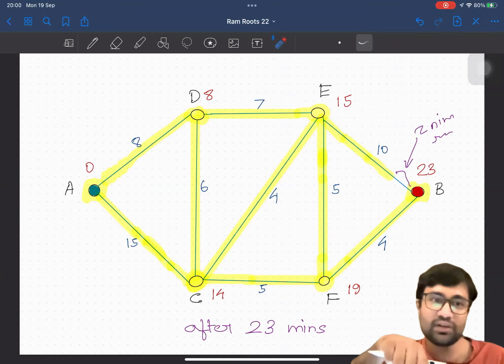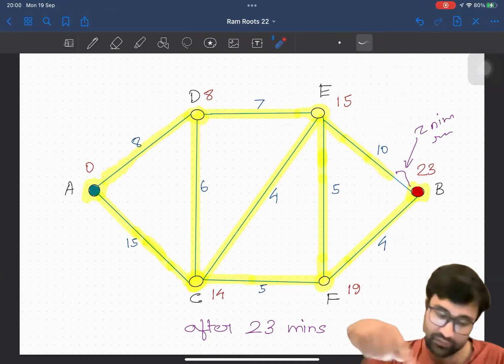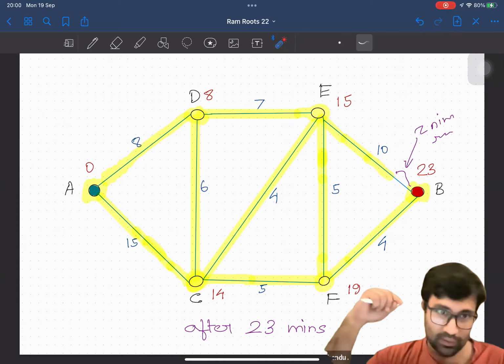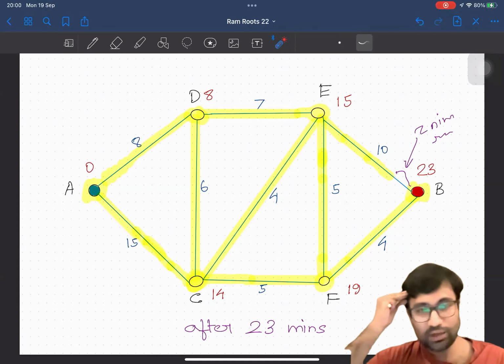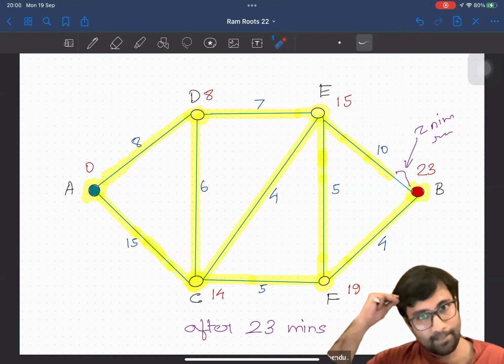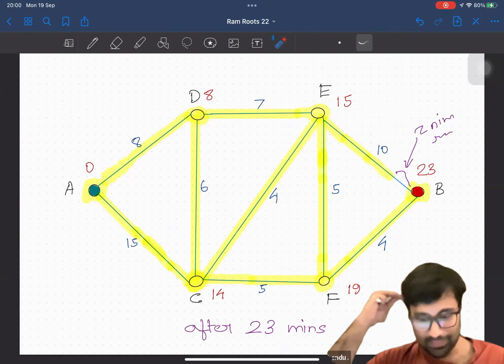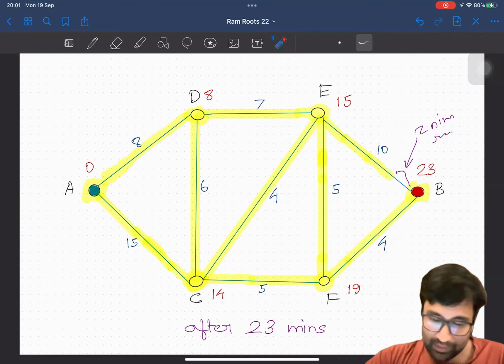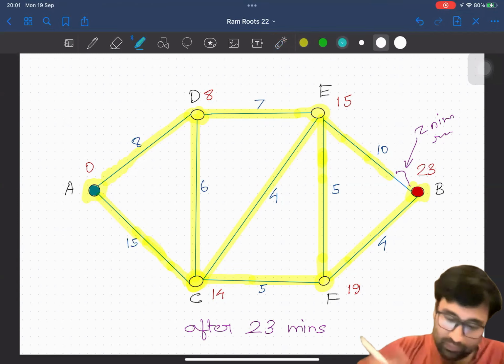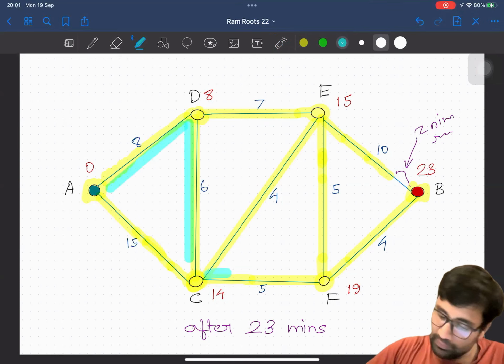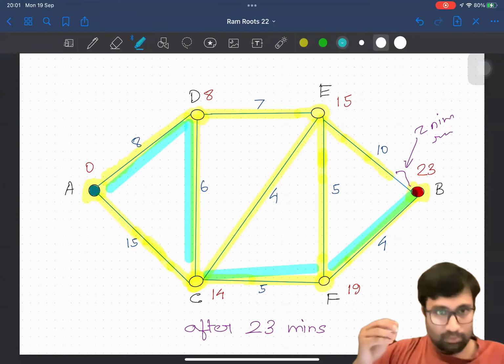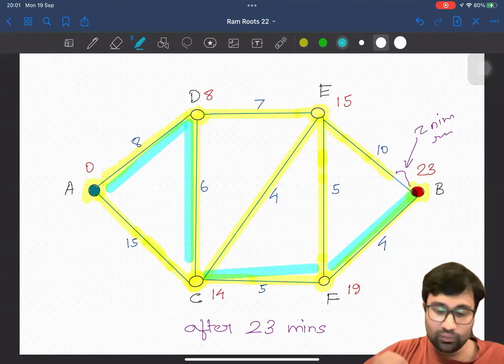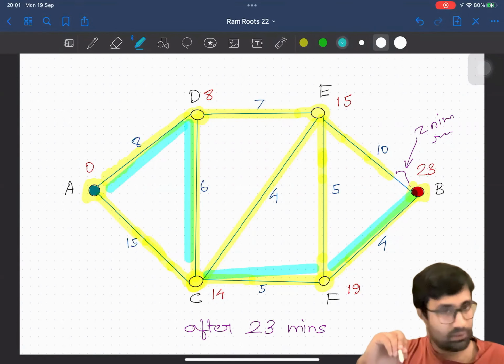So previously when we were trying to find the fastest way to go from A to B, you guys came up with the solution, right? You showed that this is a 23-minute path, right? Yes, sir. We forgot it. That's okay. The point is, let me highlight this path so that we can all remember. We go like this, right? This is the path that the fire will take to reach from A to B in 23 minutes.